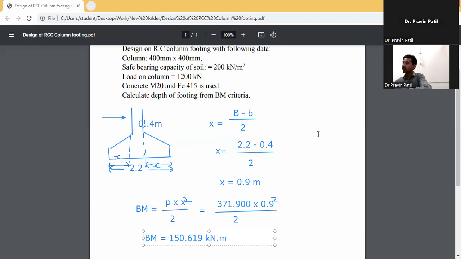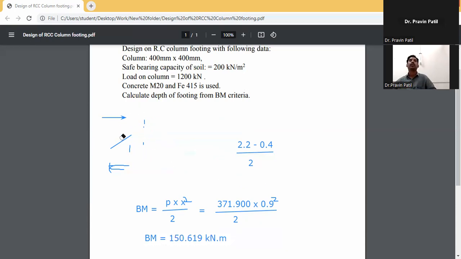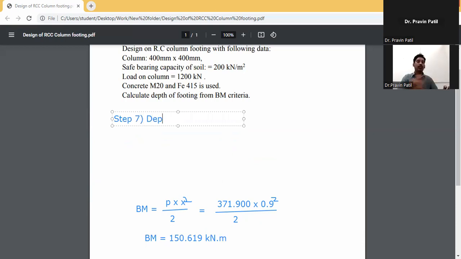Now calculate the depth of footing based on BM criteria. Step number 7, depth of footing based on BM criteria. That is the effective depth, small d.